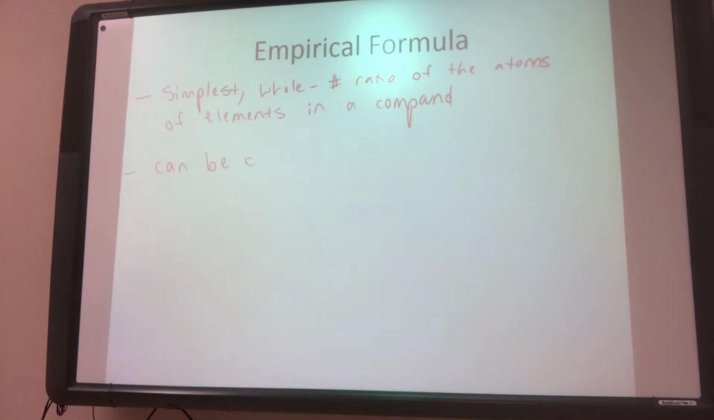An empirical formula can be determined two ways. The first way is the masses of elements formed when I decompose or react my compound. And this is what's called combustion analysis. In the real world, this is how we would find the empirical formula.